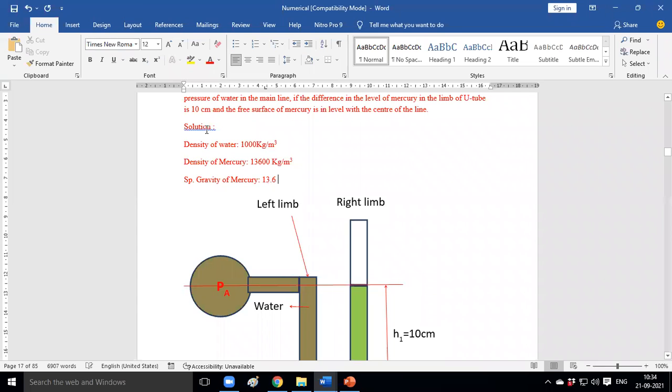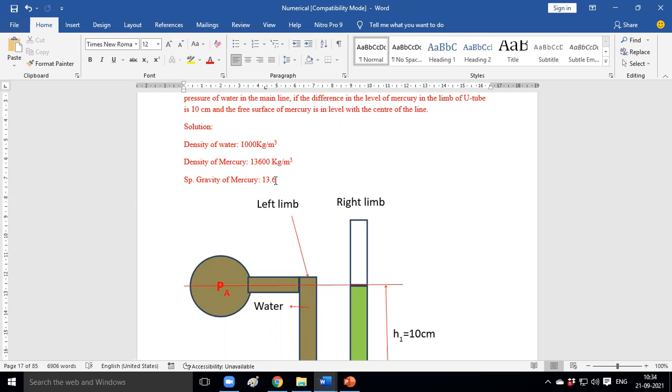What is the unit of meter per second square? What is the formula of specific gravity? It's unitless. Correct. Why is it unitless? It is the ratio of density to density, the density of mercury to the density of water. That's why the units get cancelled. So the unit of specific gravity is unitless.